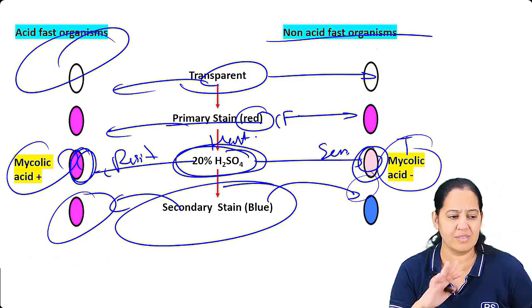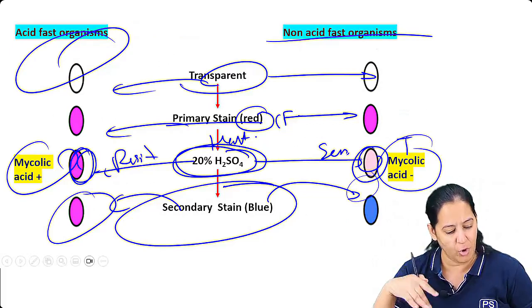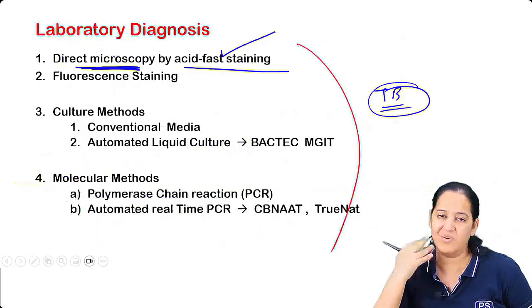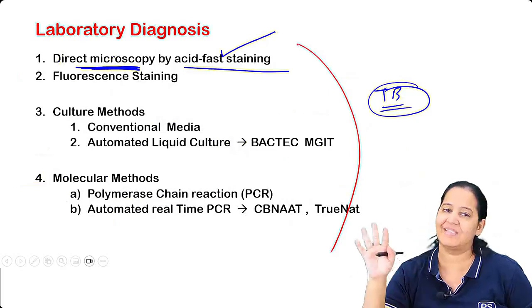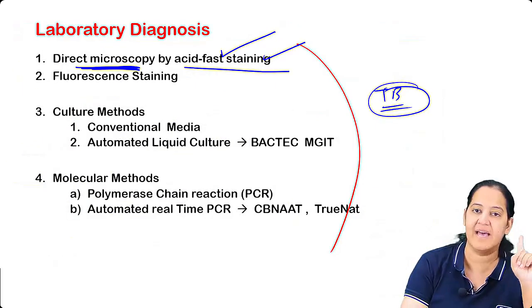I have taught you this yesterday. मैंने इसलिए इतना fast बोला because I taught you yesterday. This thing I taught you yesterday. So I guess everyone knows that. So this is acid fast staining. In the acid fast staining, the bacteria look red in color. It is an acid fast organism.